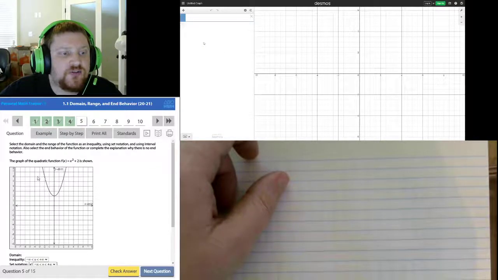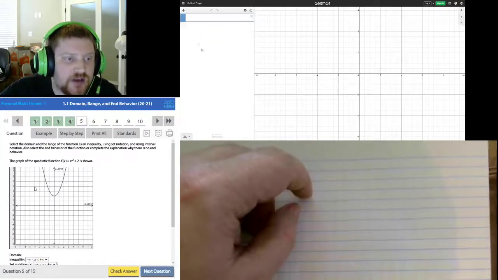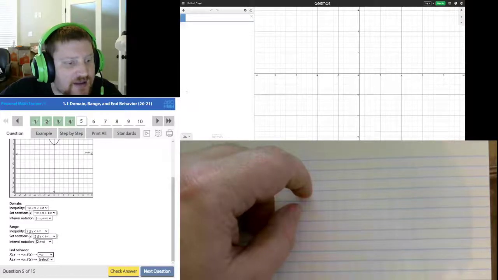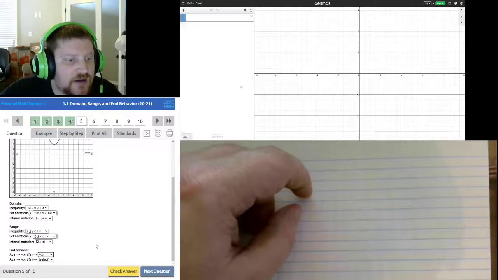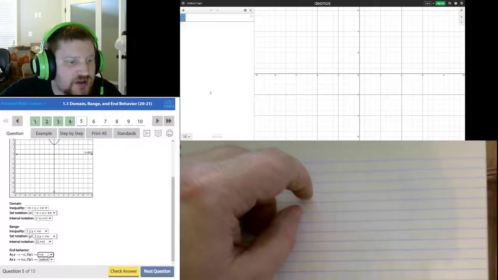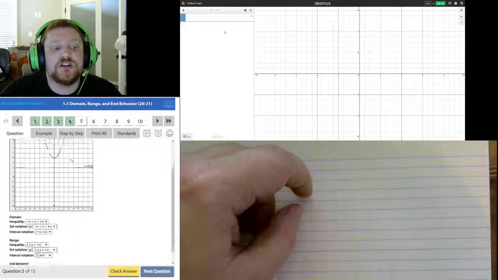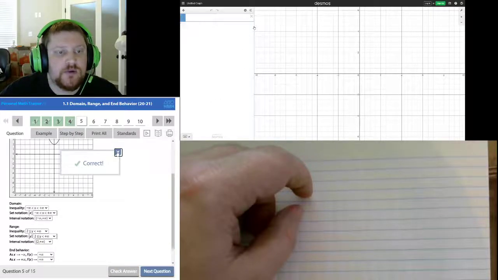In behavior, a little bit different. As this moves left, this goes up. So as x approaches negative infinity, f of x approaches infinity. And then as x approaches infinity, f of x is still approaching infinity. Perfect.